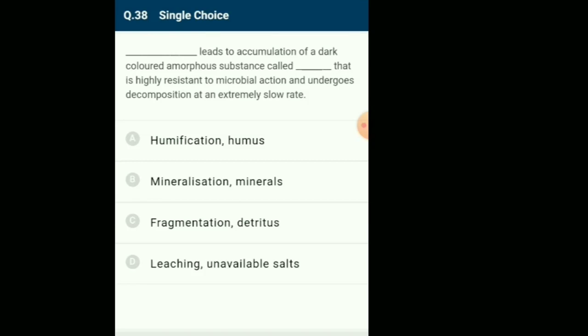Being colloidal in nature, it serves as a reservoir of nutrients. The humus is further degraded by some microbes and release of inorganic nutrients occurs by the process known as mineralization. So the answer is option A, humification. Second dash is filling with humus.